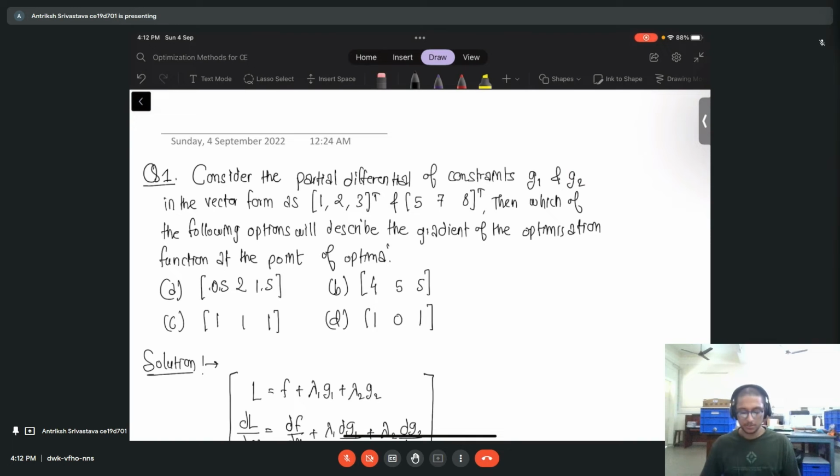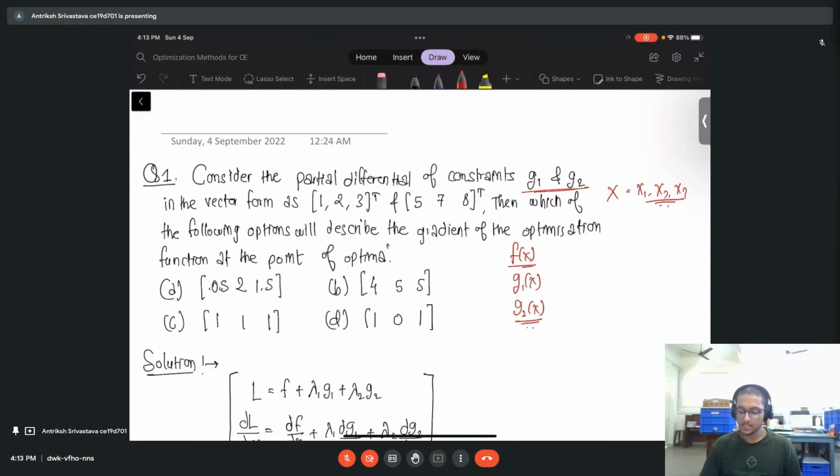So this is the question. Let's say I have a function f of x, where x is x1, x2, x3, and it has two constraints. They may be equality constraints, they may be inequality constraints, we don't know. Okay, this is the true constraint.